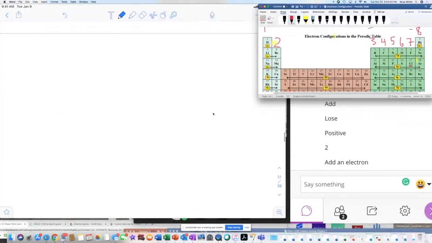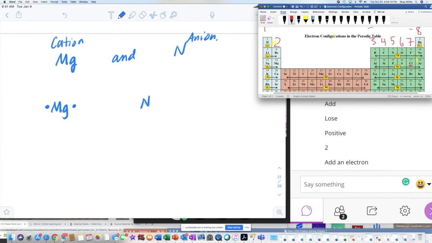Let's do magnesium and nitrogen. Once again, magnesium is going to be your cation. It's going to be your metal. Nitrogen will be your anion. Okay. Magnesium is right here, group 2, right? So magnesium has got 2 dots. The nitrogen on top is right here, group 5. 1, 2, 3, 4, 5.